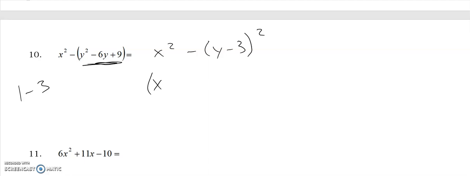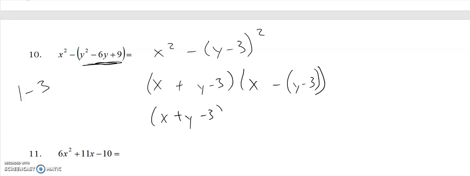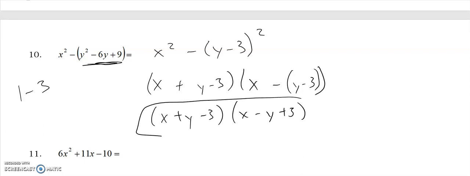So it'd be x in the first spot. And then the square root of that would be simply just y minus 3. One of them needs to be a positive, one is a negative, and again, put those parentheses around there. So this is very similar to the problem we just did in the first page, problem number 3. Distribute through that negative, and you're good to go.